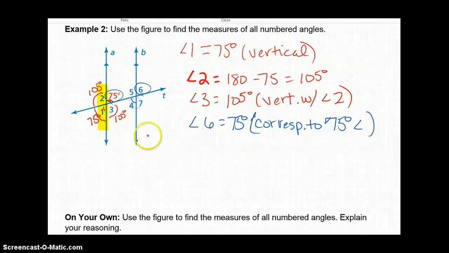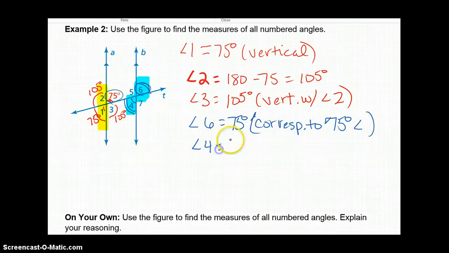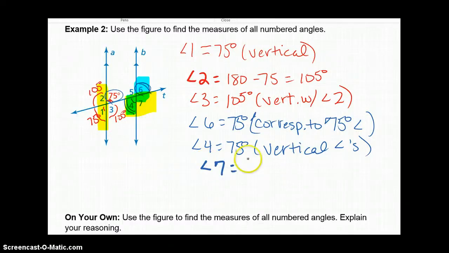Well, if I know angle 6, then I should also know angle 4, because these two right here, I'll highlight them in blue. Those two are vertical angles. So angle 4 is also equal to 75 degrees due to vertical angles. Okay, once I know 4, then I can go back and look at those two that I just highlighted in yellow. Well, angle 4 and angle 7, do you see how those form a straight line? So therefore angle 7 is equal to 180 minus 75, which is 105. And that's because they're supplementary.